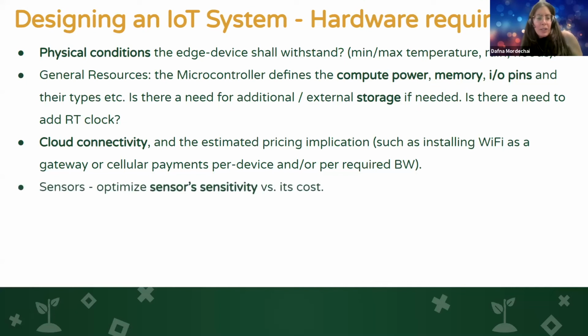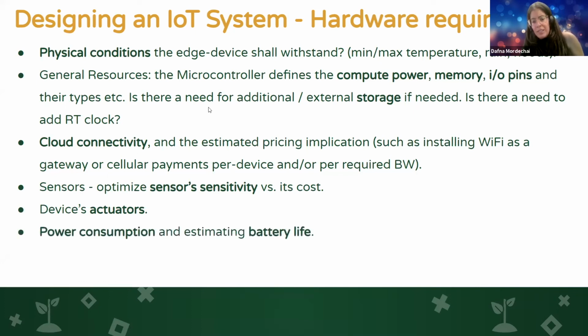And specifically, what are the sensors that you need? As we said before, some sensors you can get cheaper or pricier, and you want to optimize how sensitive they should be versus how much they're going to cost, depending on your needs. And also to define what actuators it has. Can it turn something on and off? Does it control something, or does it only sense things?